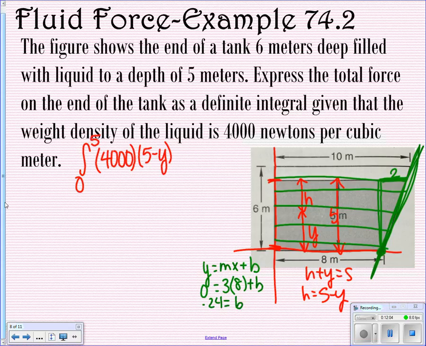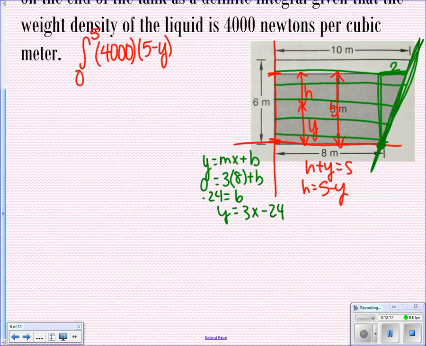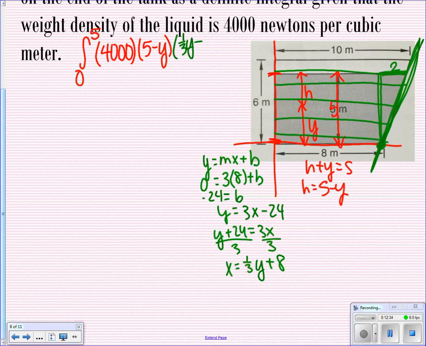My y value is 0, my slope is 3, and then my x value is 8. So I end up with y equals 3x minus 24. However, I need it to be in terms of y, so I need to solve that for x. So if I solve that for x, y plus 24 equals 3x, and divide by 3. So x is going to equal 1/3 y plus 8.